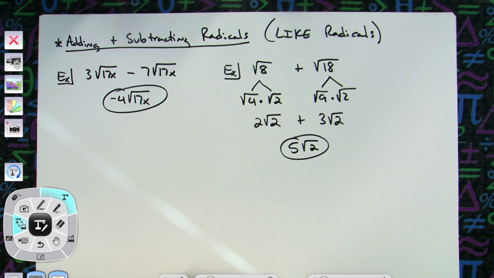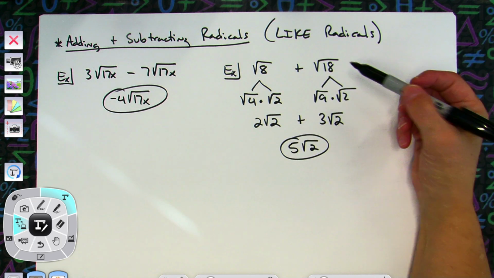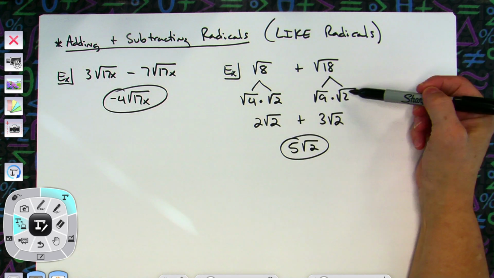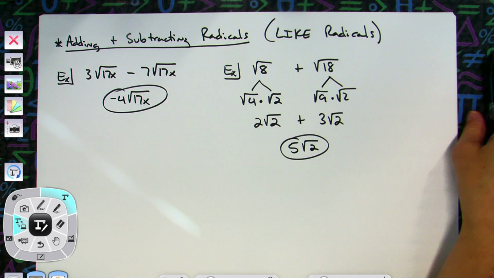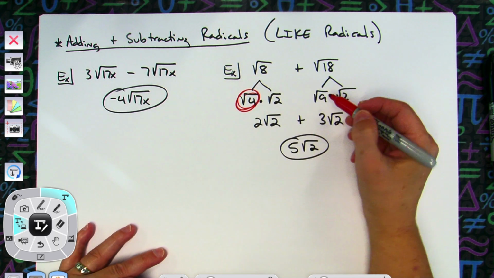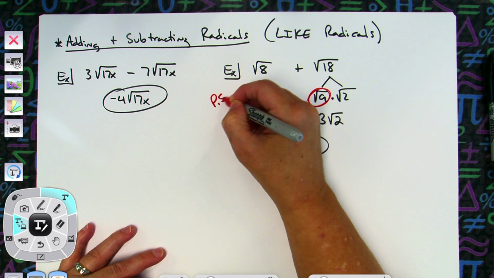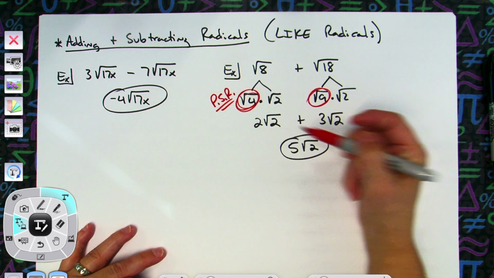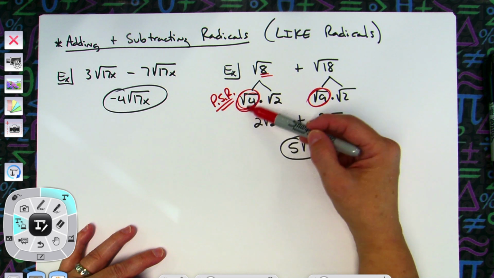The numbers in the book will probably be bigger than 18 and 8, obviously. But conceptually here, I'm using small numbers so that you just get the idea of how we do it. I verbally said it, I don't know if you're picking up on it. This number right here is the biggest perfect square root that I can find that goes into 8. The biggest perfect square root that will go into 8.